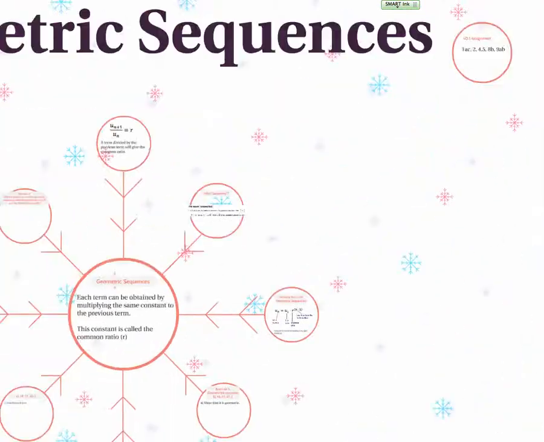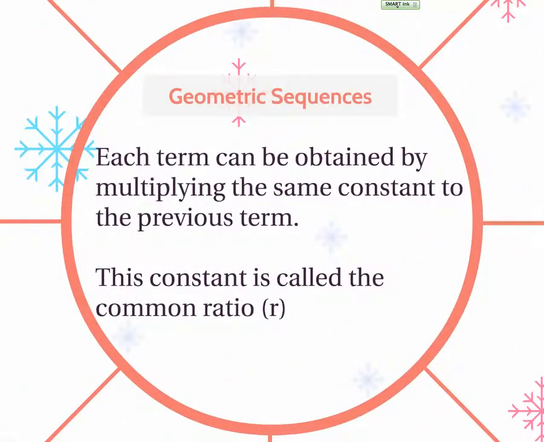All right. So geometric sequences is when each term can be obtained by multiplying the same constant to the previous term. So just like you guys thought, you keep multiplying the same thing. Now, those sequences can also look like dividing, and that's when we would multiply by a fraction each time to keep going.